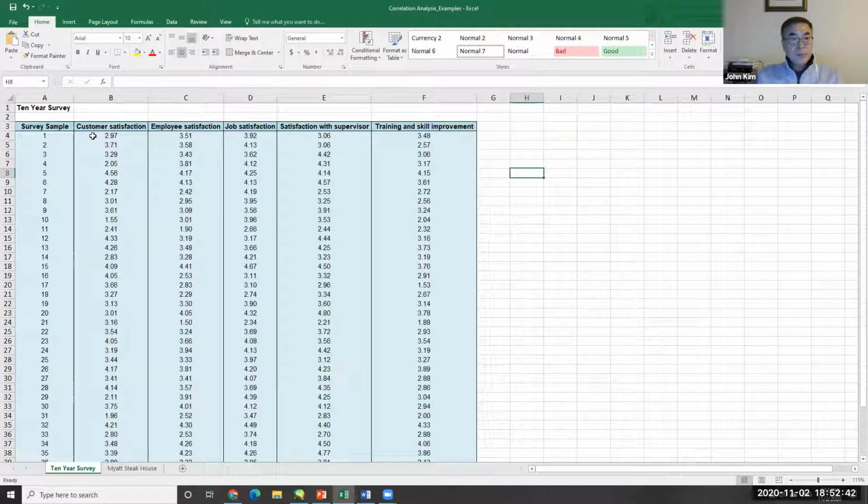Maybe for customer satisfaction, if job satisfaction is higher, then we may expect employee satisfaction to be high, then customer satisfaction high like this. So I can expect job satisfaction and employee satisfaction to be related, and then they are related to customer satisfaction. And satisfaction with the supervisor is maybe correlated with employee satisfaction. Training and skill improvement maybe have a relationship with job satisfaction and employee satisfaction.